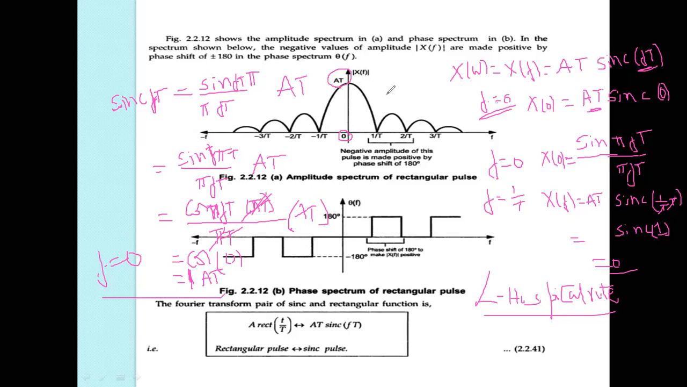Don't substitute directly, my dear students. If you substitute directly, that value becomes undefined, 0 by 0. We can't define that one. So by using the L'Hospital rule, you can follow that the sinc function always has its maximum peak at 0, and as f values increase or decrease, for every period of 1 by t, it goes to zeros.